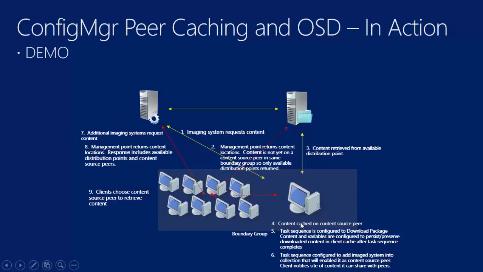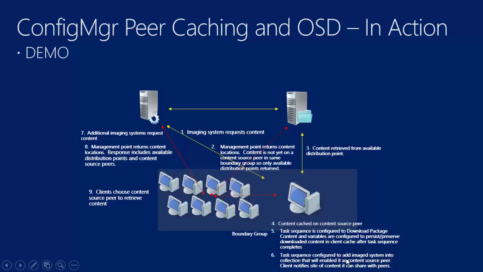The content is cached on this machine, which is going to ultimately be a content source peer. And then the task sequence is configured to download the package content, and variables are there to configure that it will persist and preserve the downloaded content in the client cache after the task sequence completes. And the task sequence is configured to add the image system into a collection so that it receives the options to become itself a super peer.